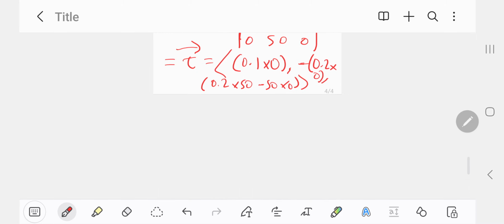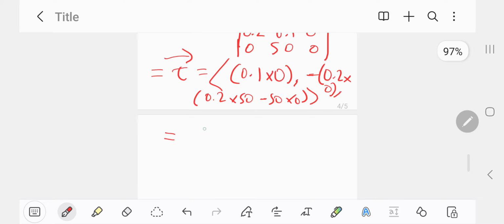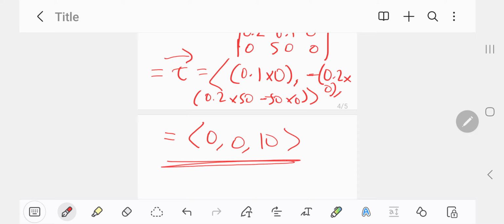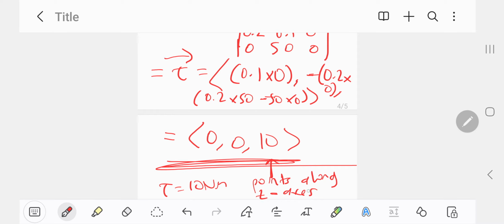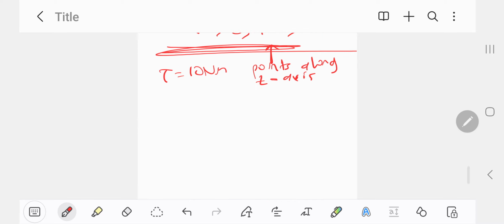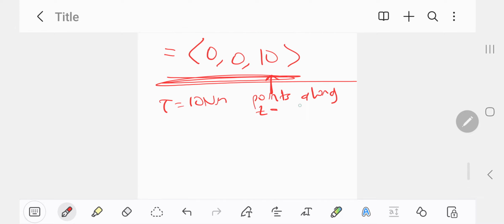So if you punch these into the calculator, or just use your head, you can get this. So that times 0 is 0, that times 0 is 0, 0.2 times 50 is 10, and that cancels out. So that is your torque. That's the torque in 3 directions. So in other words, what this is telling us is that the torque points along the z-axis. Okay, only one direction in this case. Hopefully they give you these styles of questions in an exam or an assessment. It's just easier to work with. It's less fiddly.